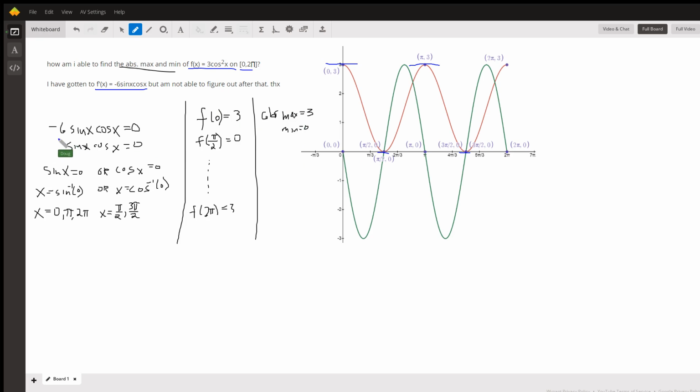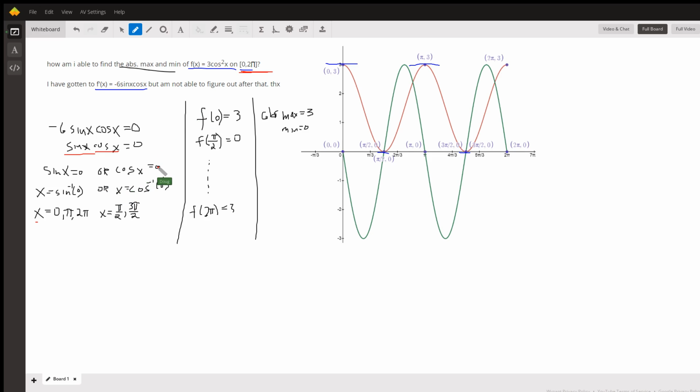Well, when does negative 6 sine x cosine x equal 0? When either of these factors is equal to 0. So the sine of x equals 0, x equals the inverse sine of 0, or any angle that has a sine of 0. And those happen when x is 0, pi, or 2 pi in this interval.